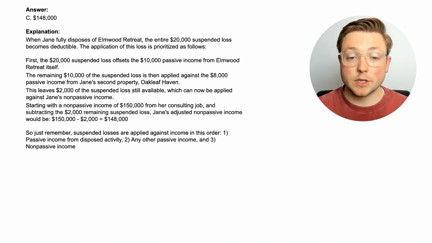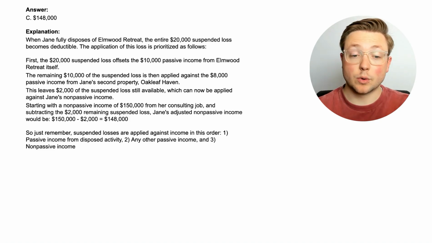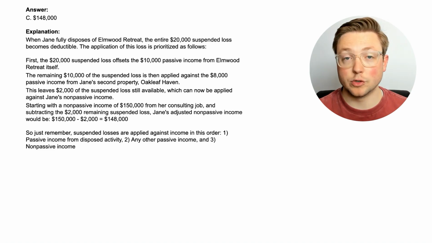So when Jane fully disposes of Elmwood Retreat, the entire $20,000 of suspended loss becomes deductible. So we knew that from the previous question. The application of this loss is prioritized as follows. So this is going to tell us the order that you have to use the suspended loss. First, the $20,000 suspended loss offsets the $10,000 of passive income from Elmwood Retreat itself.